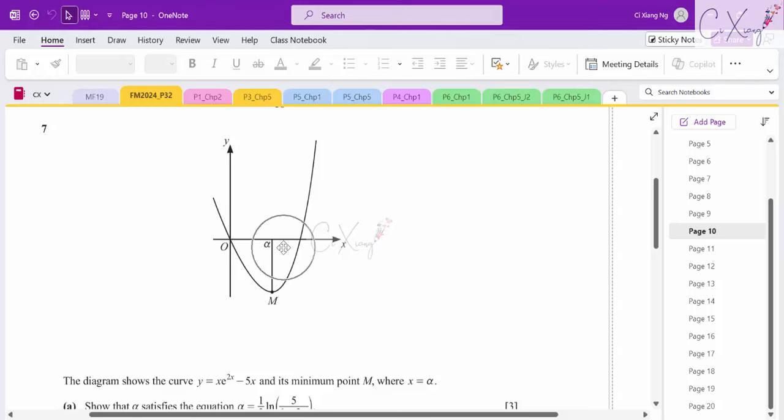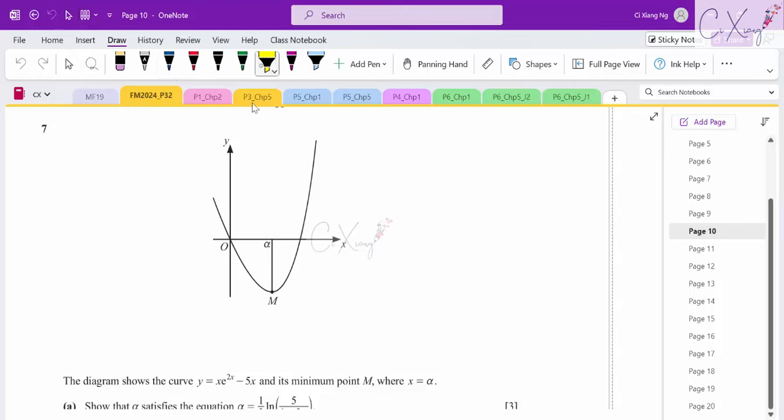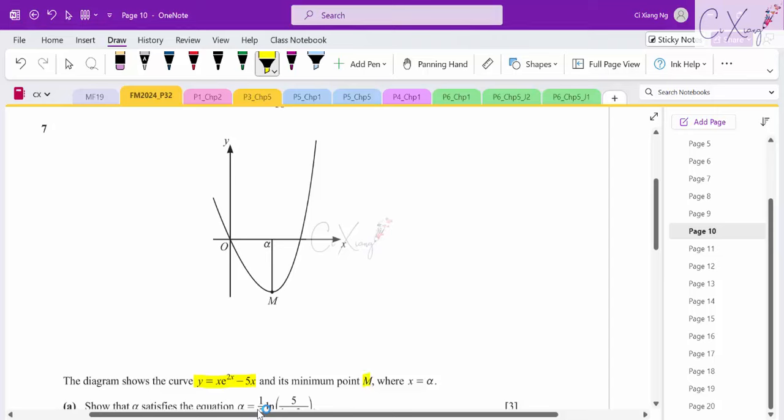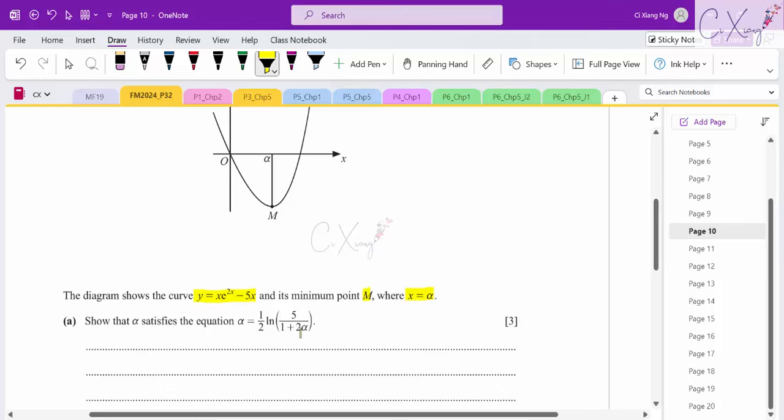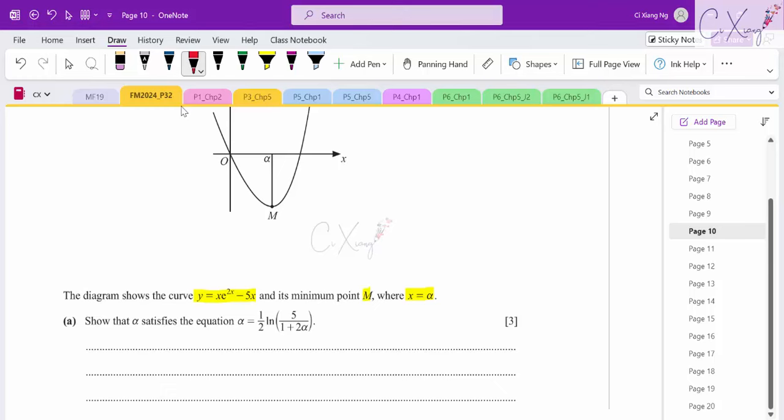We are given a diagram like this, and it shows us the curve. So the equation of the curve is this one, and the minimum point M is at the value of x equals alpha. For this question, they want us to show that alpha satisfies this particular equation here. Since alpha is the x coordinate of the minimum point, to get alpha we try to solve for the minimum point. We look at the minimum point.